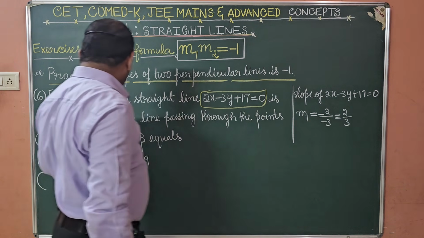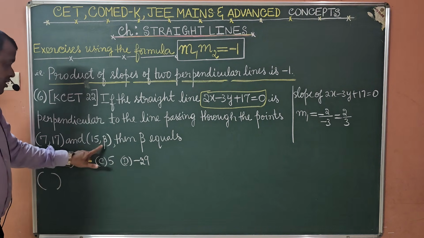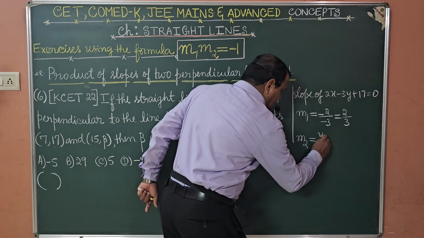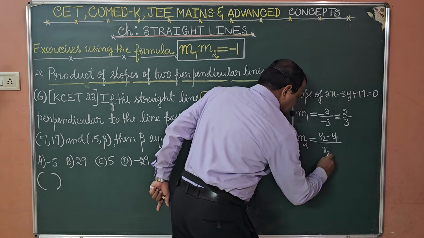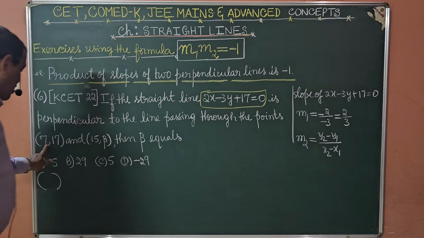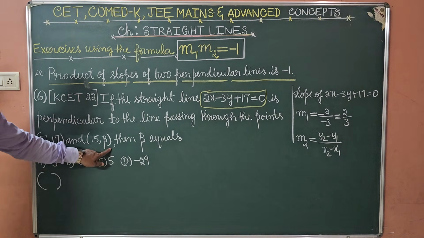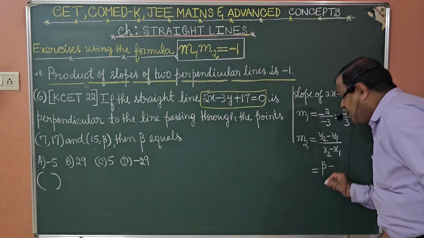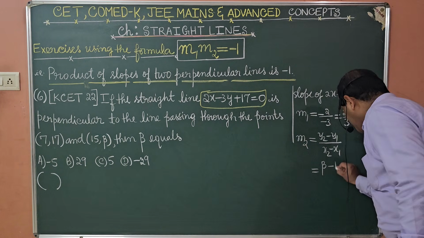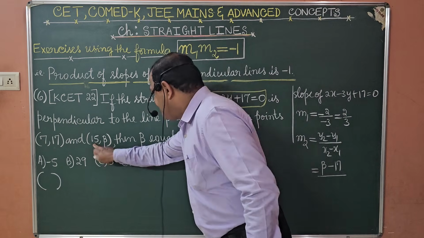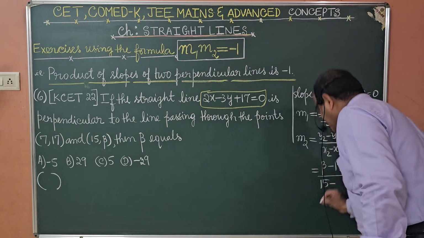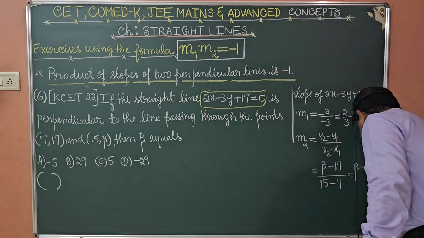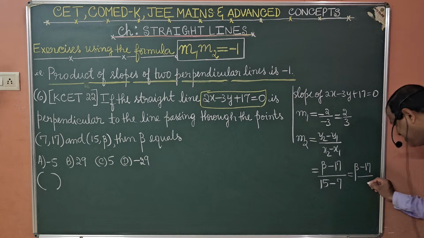On the other hand, I will find the slope of the line passing through the points 7, 17 and 15, beta. We need this formula to find slope m2: we use the formula y2 minus y1 by x2 minus x1, the slope of the line passing through two points. The 7, 17 is x1, y1. This 15, beta is x2, y2. Therefore, beta is y2, y2 minus y1, y1 is this 17, divided by x2, x2 is this 15, minus this x1, x1 is this 7. Therefore, we will get m2 is equal to beta minus 17 divided by 8.